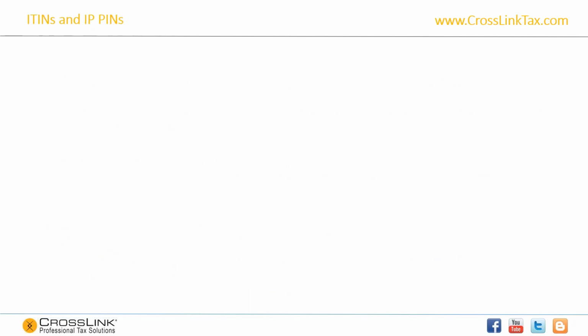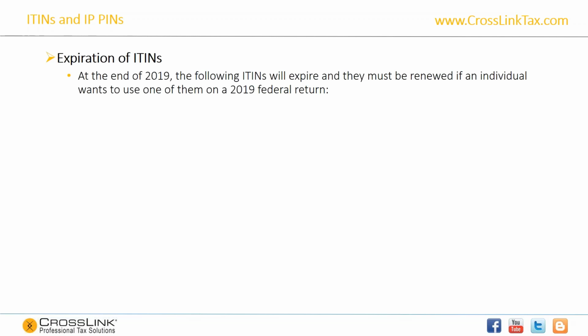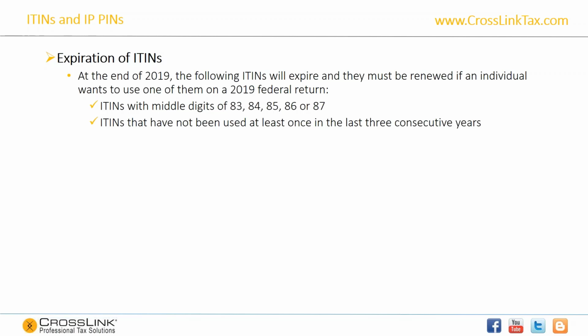Next up, ITINs and IP PINs. A couple of things of note. The expiration of ITINs. At the end of 2019, the following ITINs will expire, and they must be renewed if an individual wants to use one of them on a 2019 federal return. ITINs with the middle digits of 83, 84, 85, 86, or 87, as well as ITINs that have not been used at least once in the last 3 consecutive years.